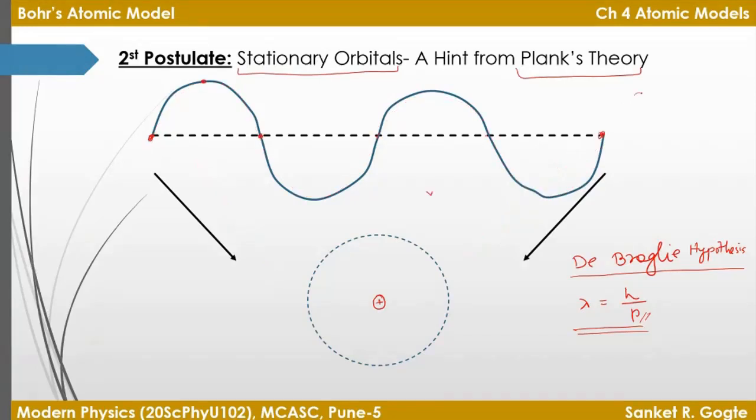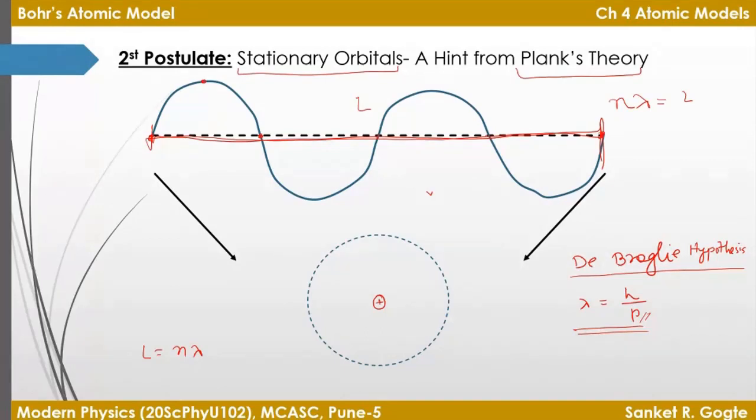The wavelength of these standing waves is such that if you multiply it by an integer, n lambda is always equal to L, where L is the length of the stretch where these waves are present. So if this length is equal to L, then standing waves require that n lambda is equal to L. This we are getting from the concept of standing waves, or by using de Broglie's hypothesis.